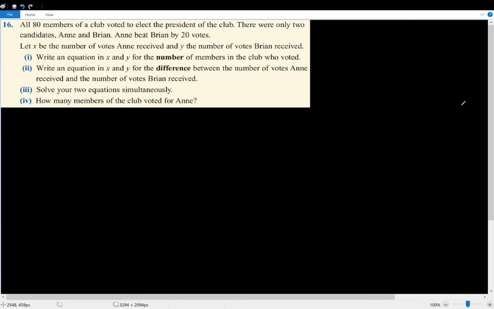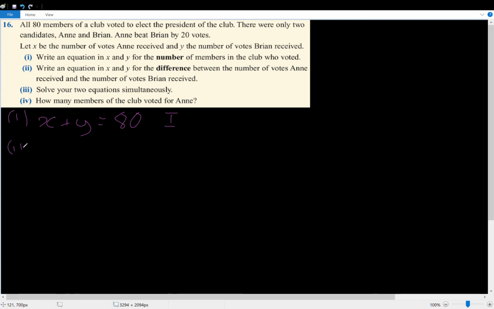So we've got to let X be the number of votes Anne received and Y be the number of votes Brian received. And the first thing we have to do is write down an equation in X and Y for the number of members in the club who voted. Well, X amount of people voted for Anne, Y voted for Brian, and all 80 members voted, which means that X plus Y is equal to 80.